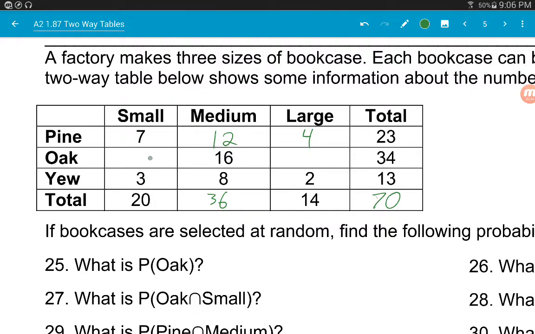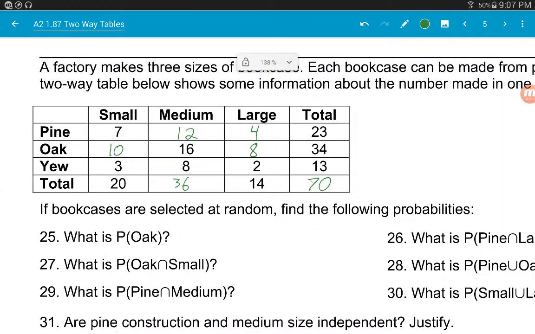7 plus 3 plus this should equal 20. 7 plus 3 is 10. Plus 10 is 20. 4 plus something plus 2 is 14. 4 and 2 is 6. So let's see, 14 minus 6 is 8. So 8 goes there. Now we have the full table filled in. All of your column totals should add up. And your row totals should also add up. So if you check, you always can.